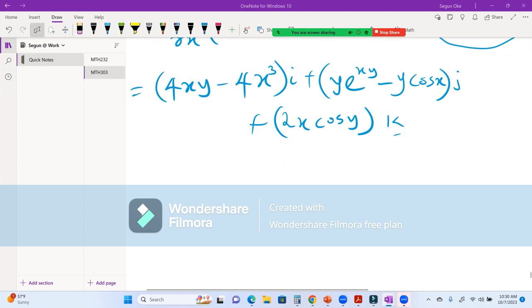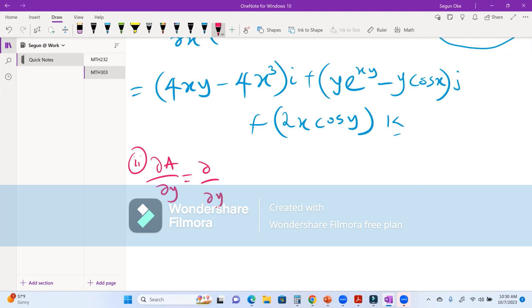So the next question will be what? Roman figure 2. The dA dy, which is going to be d dy of the same A: 2x squared y minus x raised to power 4 i, plus d dy. Remember, you are doing pen on paper, so you have to show the steps. Don't just jump. If you jump, you lose your mark.